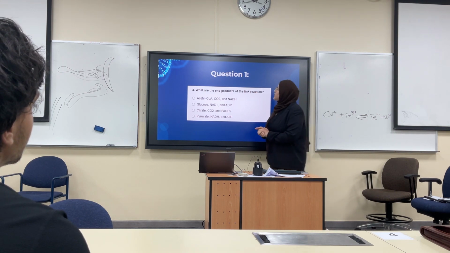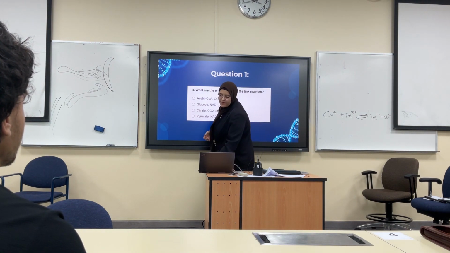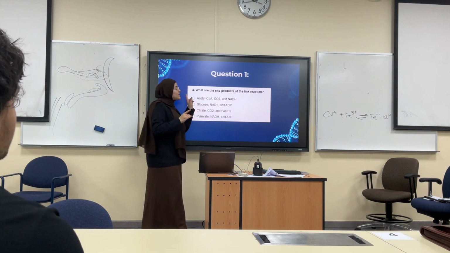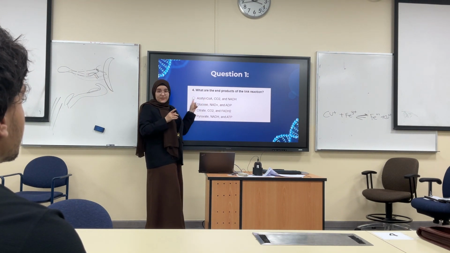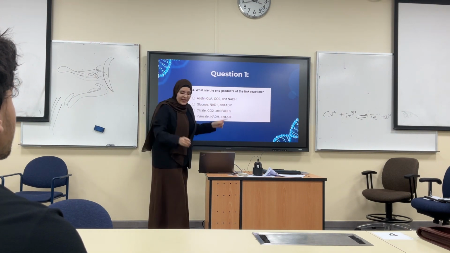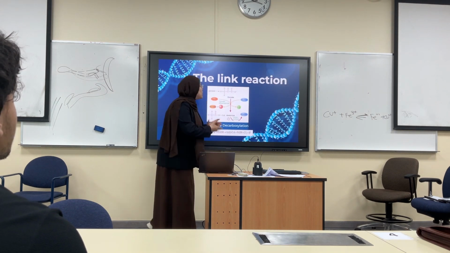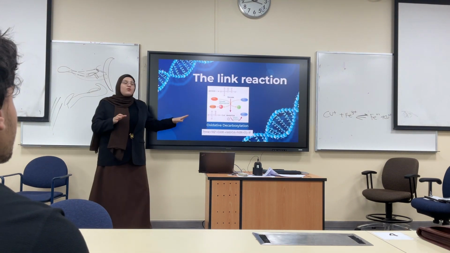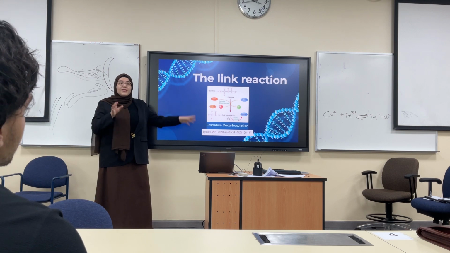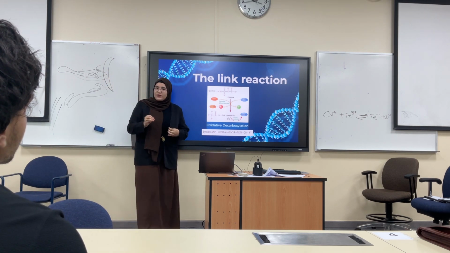Okay, so the final products of the link reaction are acetyl-CoA, which is going to help us in the Krebs cycle, CO2 and NADH, tamam? So a quick revision of the link reaction. Why is it called the link reaction? Because it links glycolysis to the Krebs cycle, tamam?